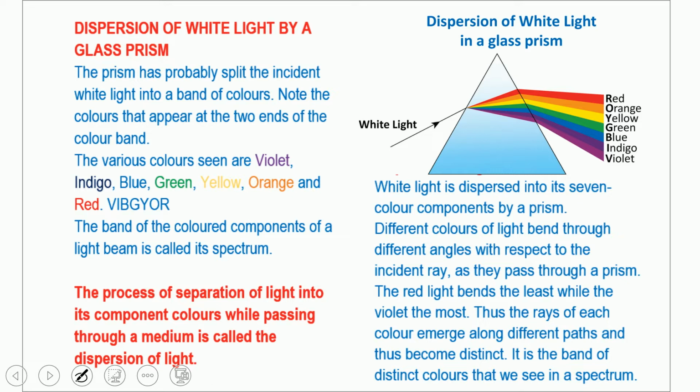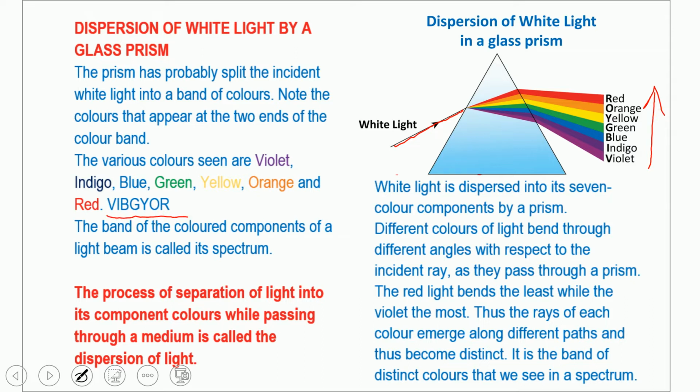Here you can see the white light, and when it passes through the prism, it is divided into how many colors? Seven colors. And these seven colors are called VIBGYOR. What is it called? It is VIBGYOR. Shortcut, it is VIBGYOR.